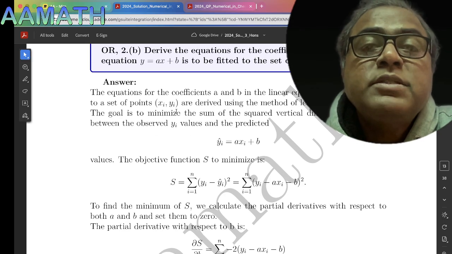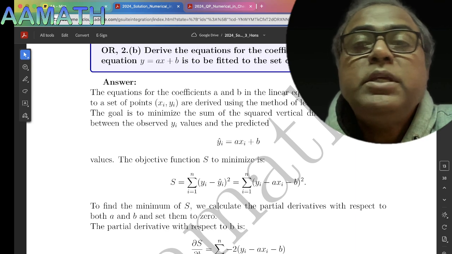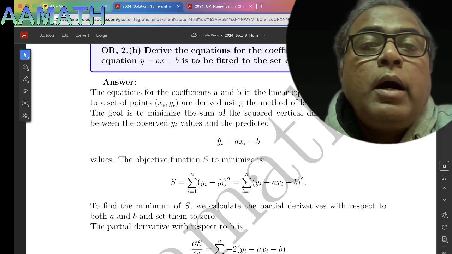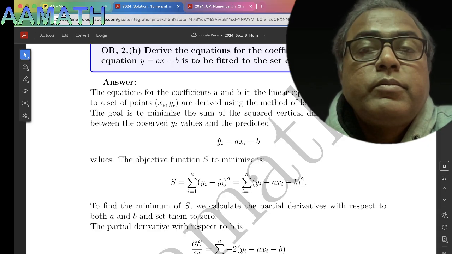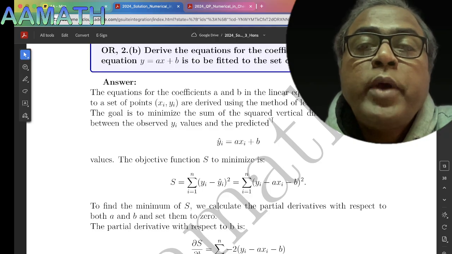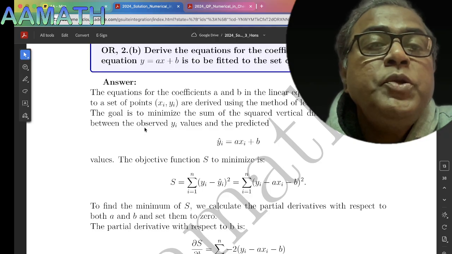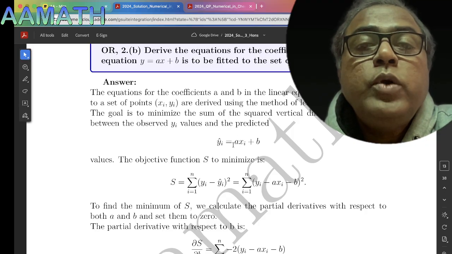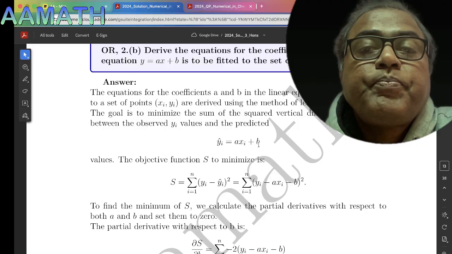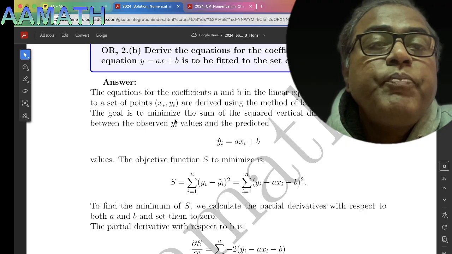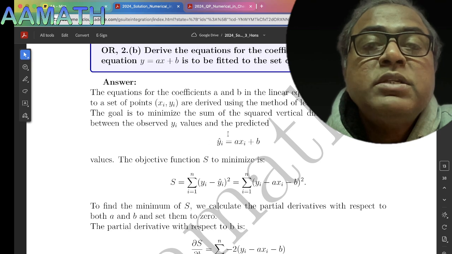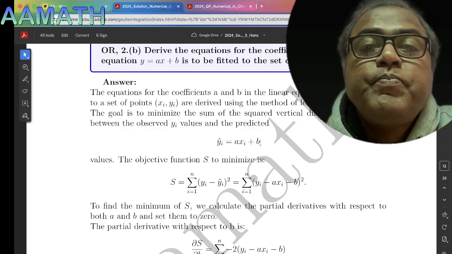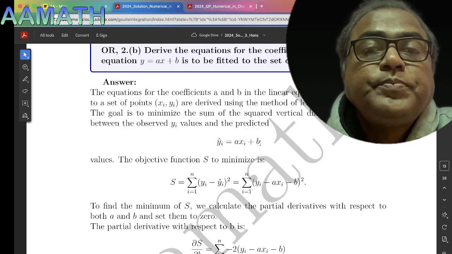The equations for the coefficients a and b, linear equation y equal to ax plus b fitted to a set of points xi, yi, which are given bivariate data, are derived using the method of least squares. The goal is to minimize the sum of squares of vertical distances, residuals, between the observed yi values and the predicted y cap i equal to axi plus b. Actually, this y is the observed value and this y cap is the predicted value by this axi plus b, vertical distance of the residuals.